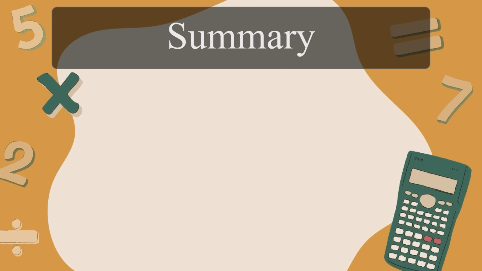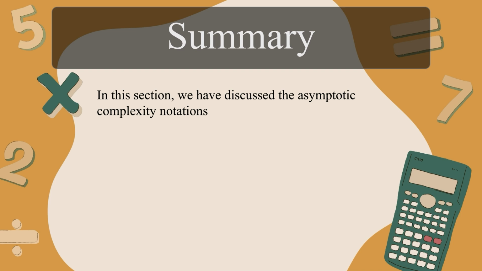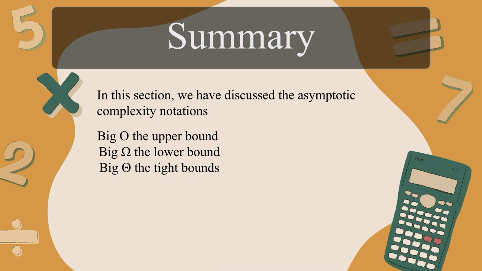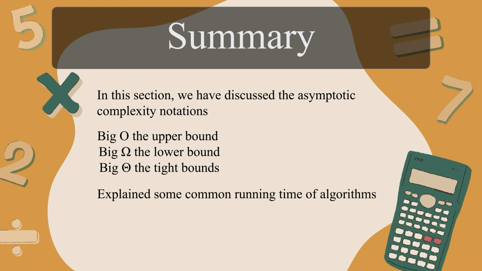So, with this we would like to end this particular session. In this session we have discussed the asymptotic complexity notations, which happen to be big O, the upper bound, big omega, the lower bound, and big theta, the tight bound, and in addition we have explained some common running times of algorithms with the help of examples.